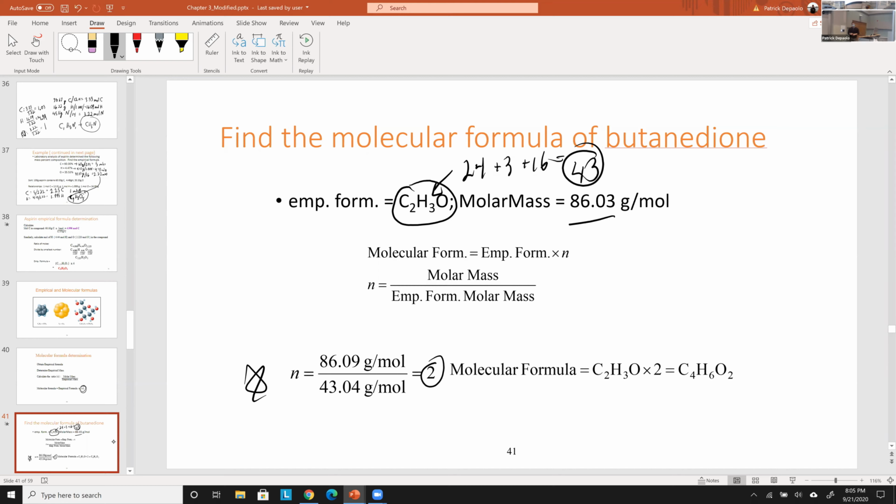2 is not your answer. 2 is the amount of times the empirical formula fits into the molecular formula. So what that means is multiply the entire empirical formula by 2. And you end up with C4H6O2, like that. I'll give you a couple seconds to write that. Any questions on that? No? Okay, moving along.